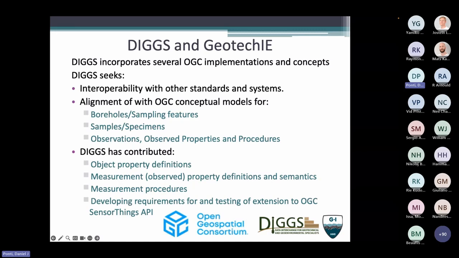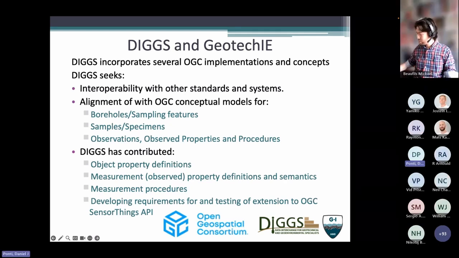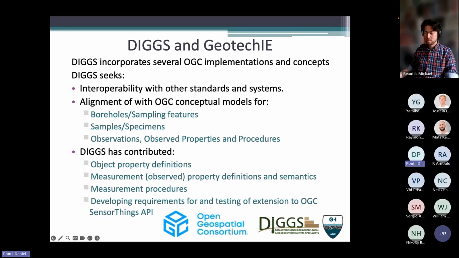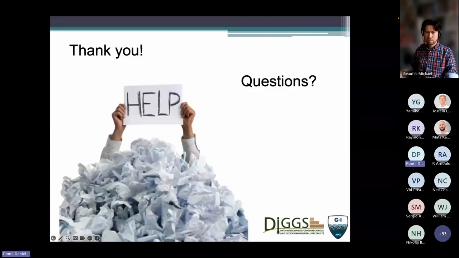And so we've contributed object property definitions to this effort, measurement property definitions, and as well as developing requirements and helping to extend the OGC Sensor Things API to be able to accommodate these data. And we've been successfully mapping to and from that system. So that's it. Thank you very much. And if there's time for any questions, I'll take them. Otherwise, we can do it later.